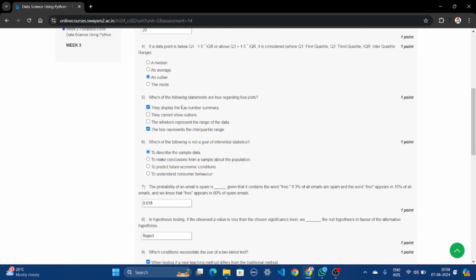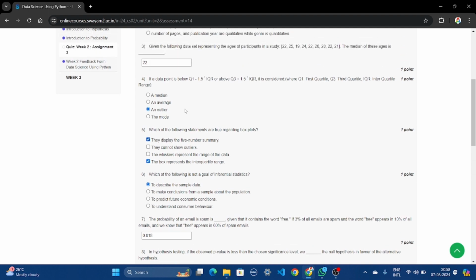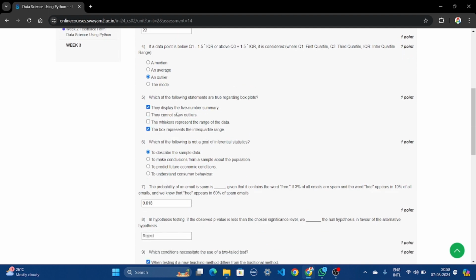Moving to fifth question. Which of the following statements are true regarding box plots? So box plots will display the 5 number summary, which is Q1, Q3, maximum, minimum, and also median. So the box represents the interquartile range. So option A and option D are correct options.